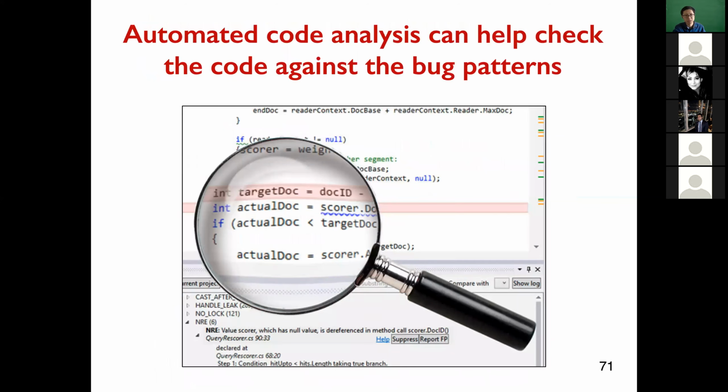So what is static analysis? We use automated tools to analyze the source code to find those bad practices, those bad patterns.